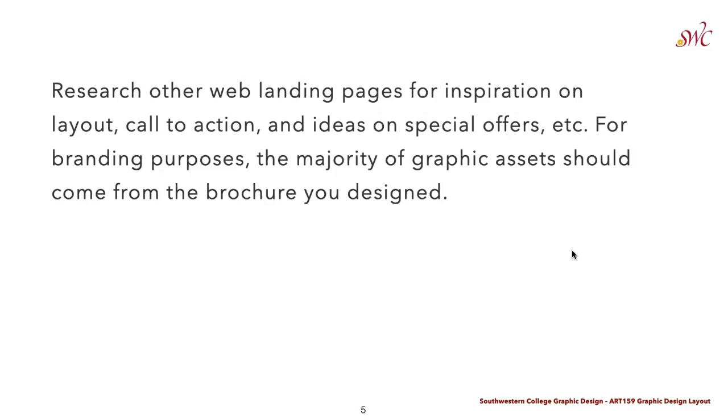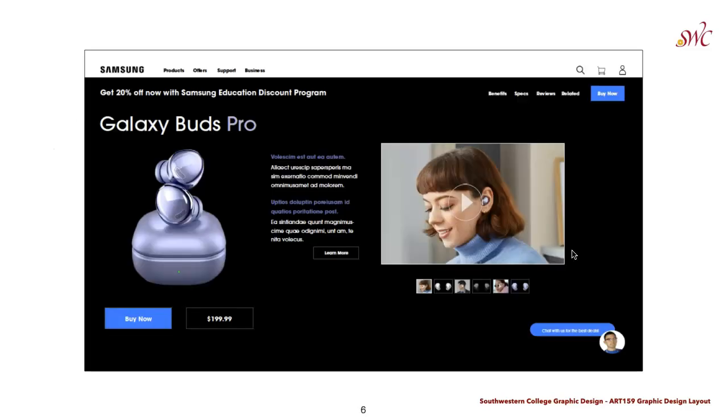So to get started, I would really suggest researching other web landing pages, taking a look at the previous student examples, and also the actual product that you are featuring. Looking at the way that they're laying that out, the call to action, how they're using the Shop Now button or the Purchase button or the Find Out More button, and any ideas on special offers that they might be including on there. And really you're just trying to create the branding experience that the majority of these graphic assets should come from and relate back to that brochure that you have designed.